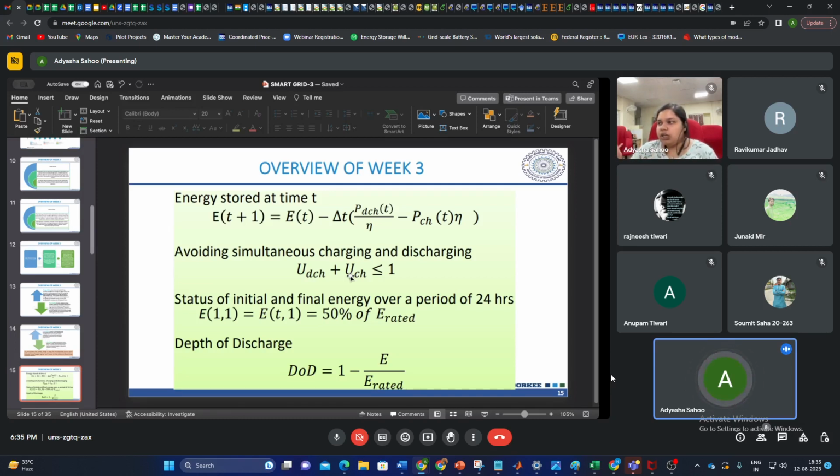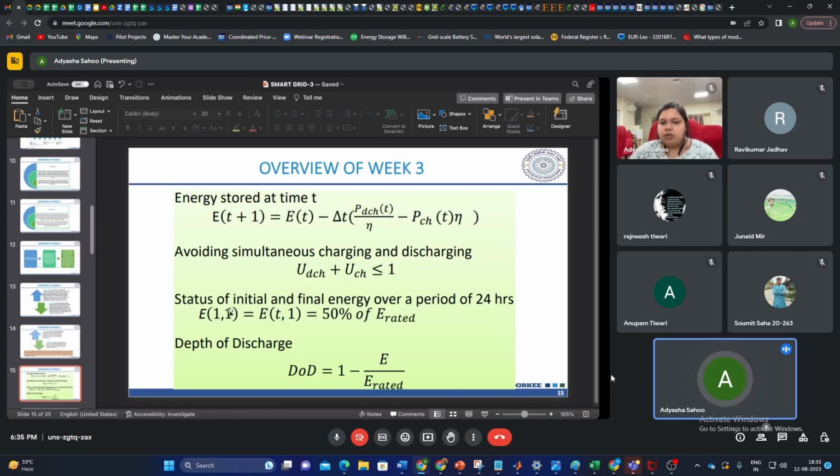So to take care of that relation in real life, but the mathematics obviously doesn't understand it, we have to enforce it in the form of constraints. So this constraint will prevent the simultaneous charging and discharging, because if both are 1, the sum will be 2, and this equation will not be satisfied.